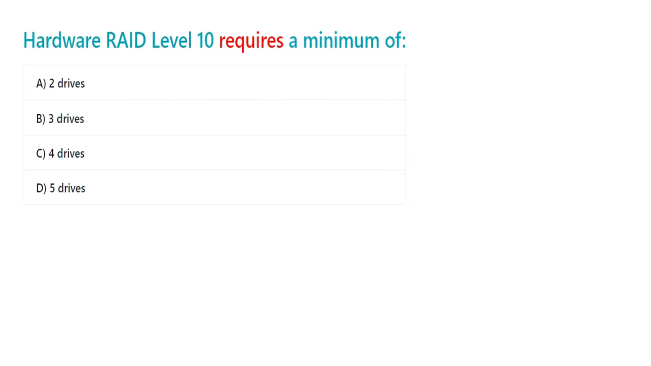Hardware RAID level 10 requires a minimum of A. 2 drives. B. 3 drives. C. 4 drives. D. 5 drives. The correct answer is C. 4 drives.